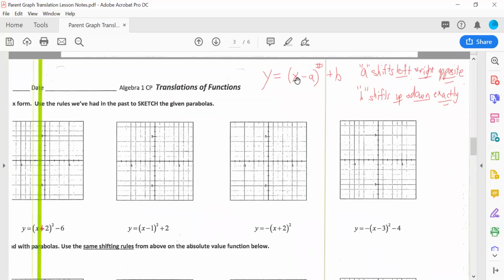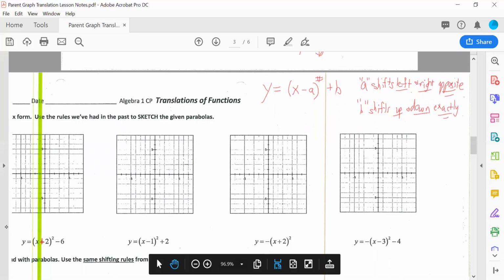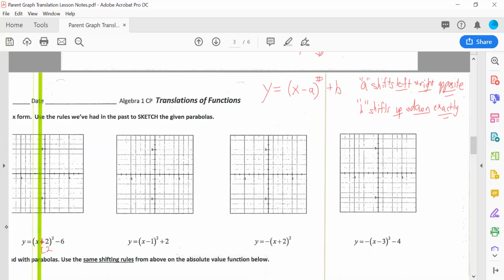Whenever you have any number in a parenthesis, that shifts the graph left and right, and it shifts the graph left and right opposite the way you would think. Good news. This is the same stuff we did earlier in the year. If there's a number outside the parenthesis, it shifts the graph up and down exactly the way you think. So let's do this right here. x plus 2. That's going to move the graph to the left 2 units. And then minus 6 is going to move the graph down 6 units because it's exactly the way we think.